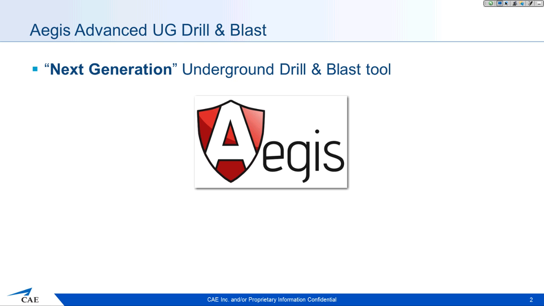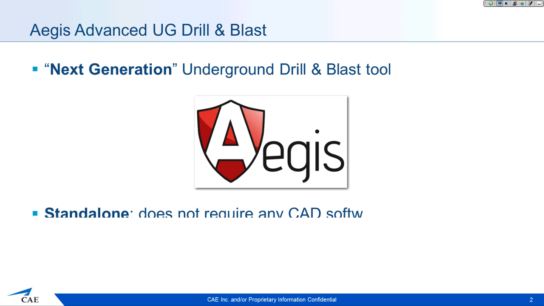Firstly, Aegis is completely standalone. It doesn't require any CAD software at all. It can create its own reports and drawings on its own. It doesn't even need to integrate with anything. You just import your data from Studio 5D Planner or DataMine Studio, and then you can go away and do your ring designs.